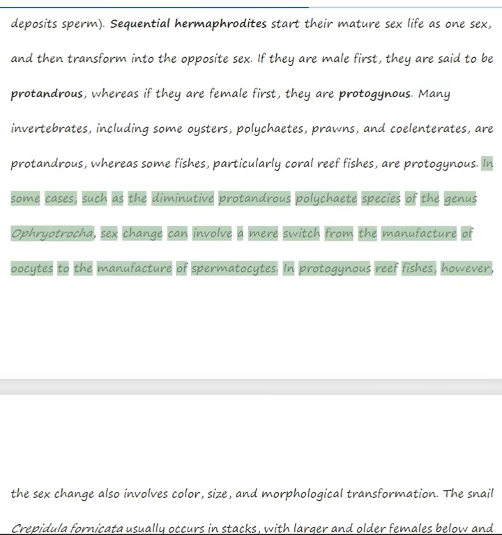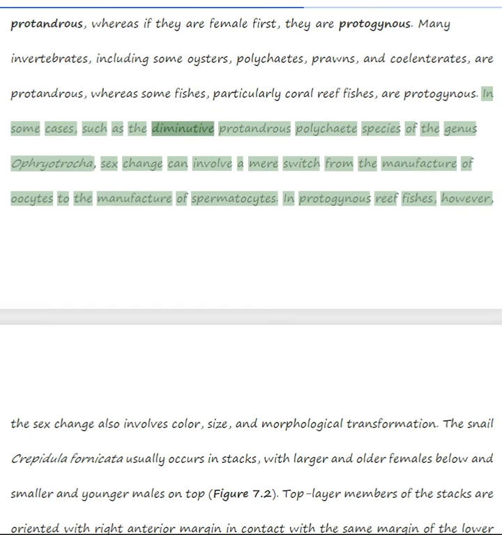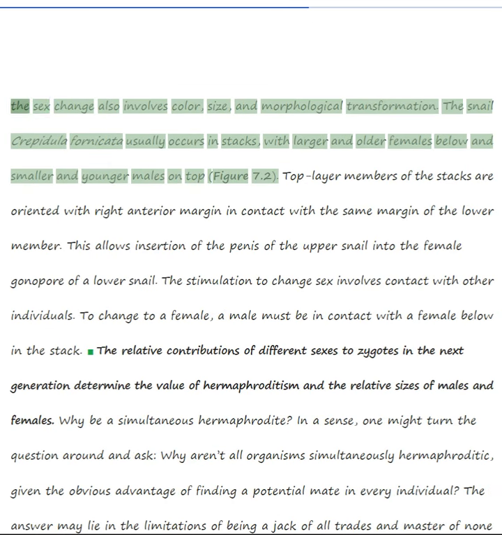protogynous. In some cases, such as the diminutive protandrous polychaete species of the genus Ophryotrocha, sex change can involve a mere switch from the manufacture of oocytes to the manufacture of spermatocytes. In protogynous reef fishes, however, the sex change also involves color, size, and morphological transformation.